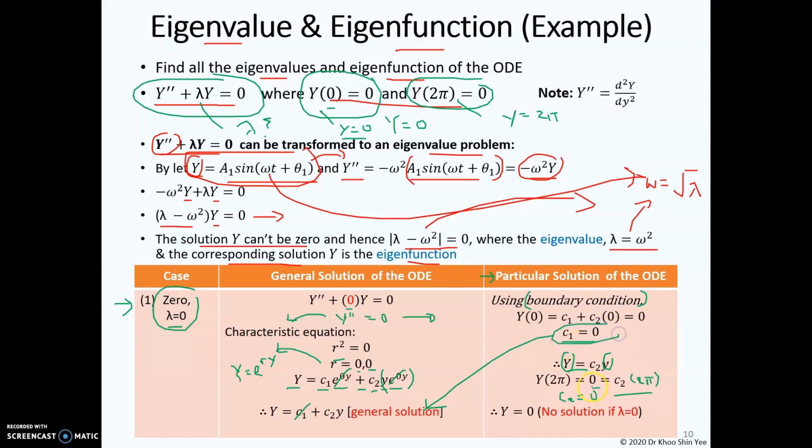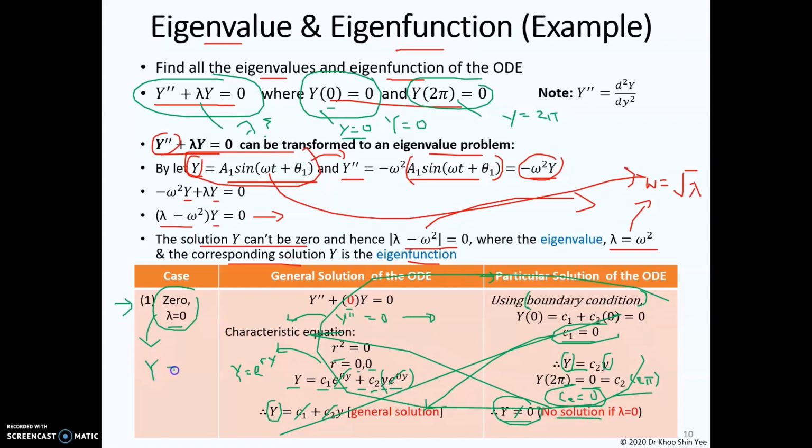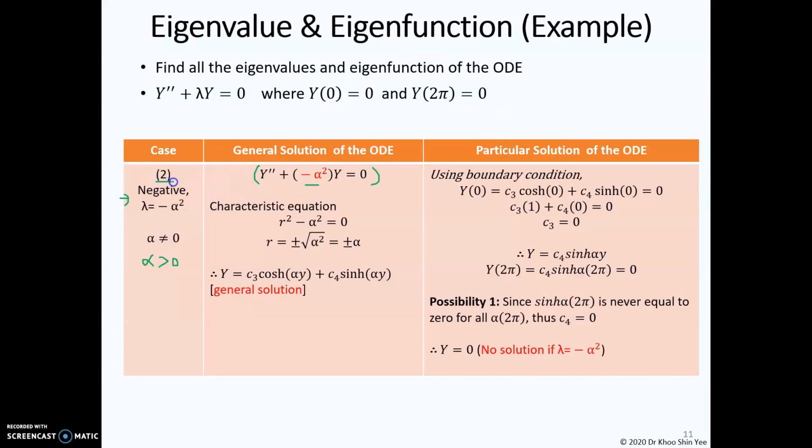Since C1, C2 are equal to 0 for both cases, once you substitute inside, you obtain 0 for the capital Y. So you don't have any solution because capital Y cannot be equal to 0. For the first case, when the lambda is equal to 0 here, you obtain the y equal to 0, which means there is no solution for this case. Then we proceed to the second case here.